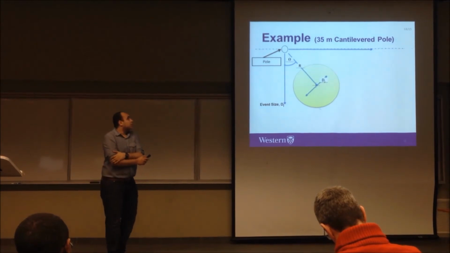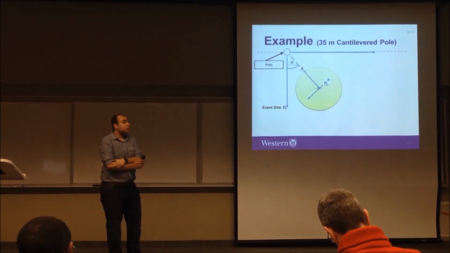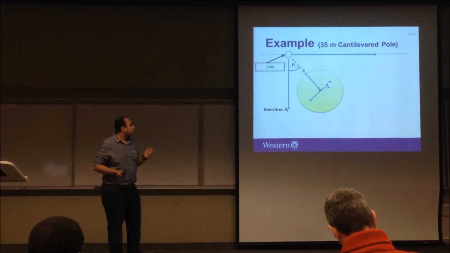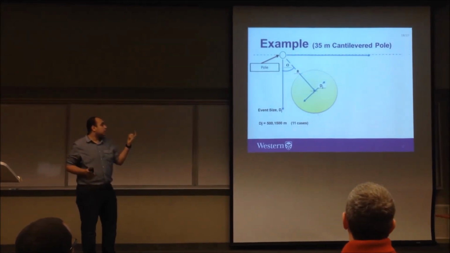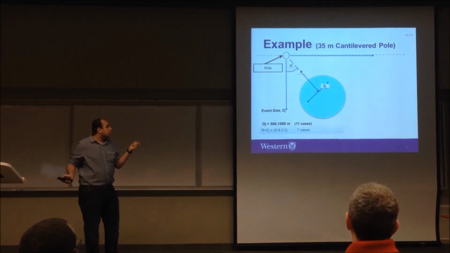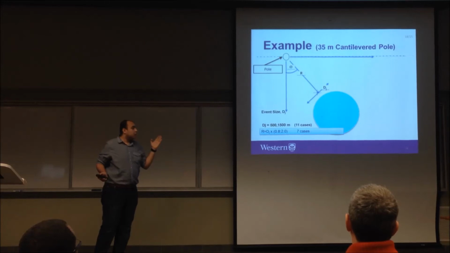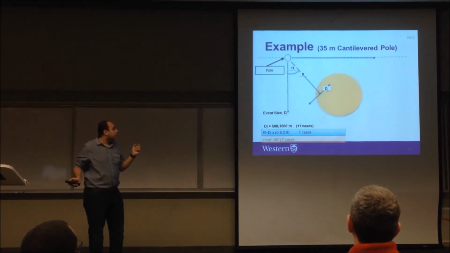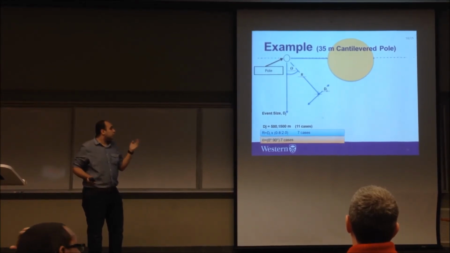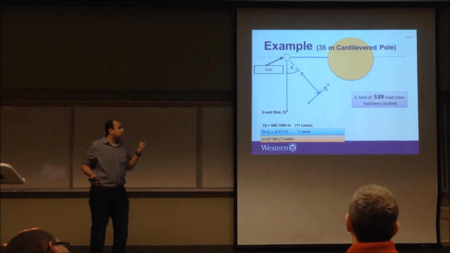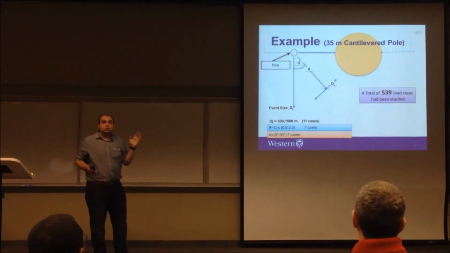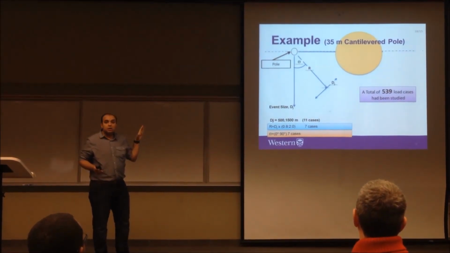This is an example conducted for a 35 meter cantilever pre-stressed concrete pole. There are various cases applied on this pole. The diameter of the jet itself varies between 500 and 1,500 meters. The distance R over D varies between 0.8 and 2. And the angle theta, which is the angle of inclination of this event, varies between 0 and 90. So a total number of 539 load cases has been studied, and the envelope of the bending moment due to all these cases is determined.